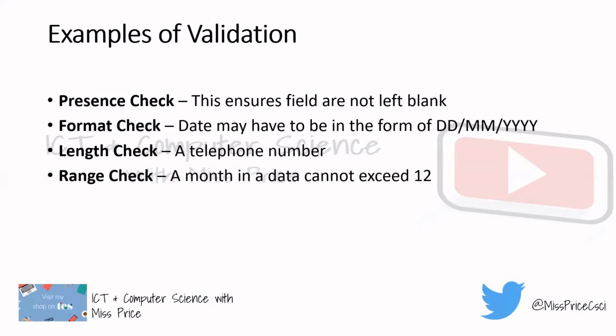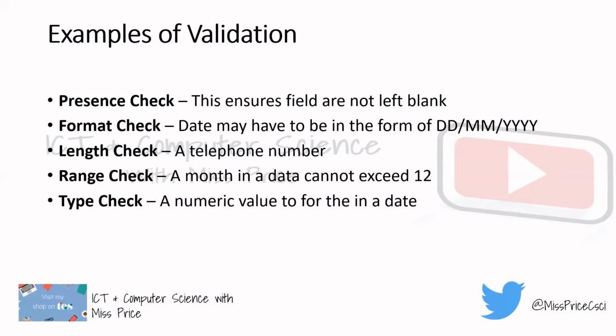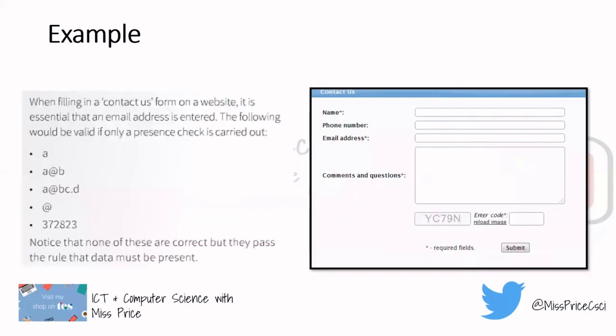A range check, where we can make sure that the data does not exceed 12, because there are not 13 months in a year. A type check, where the numeric value for a date has to be valid. For example, you can check that there are not more than 31 days entered, or that some months are shorter, like there might be 28 days in February. Now here's an example of a presence check.